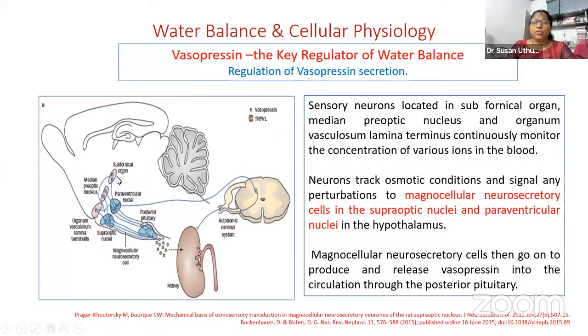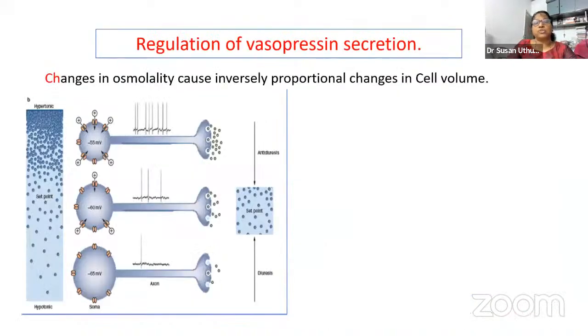The sensory neurons located in the subfornical organ, median preoptic nucleus, and organum vasculosum of the lamina terminalis are continuously monitoring the concentration of various ions in the blood. The neurons track the osmotic conditions and signal any perturbations to the magnocellular neurosecretory cells in the supraoptic and paraventricular nuclei. These cells then produce and release vasopressin into the circulation through the posterior pituitary.